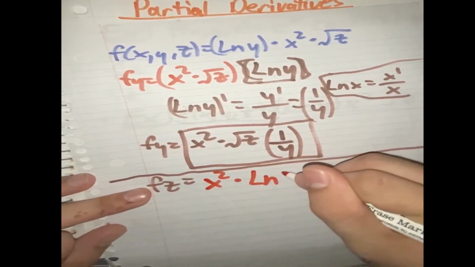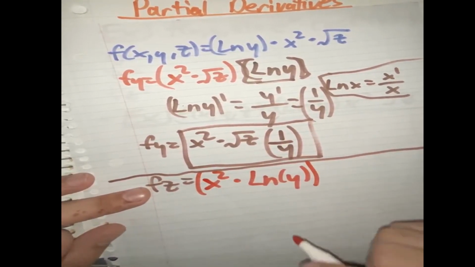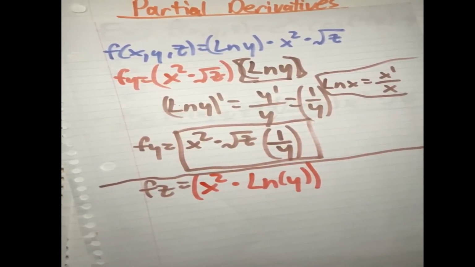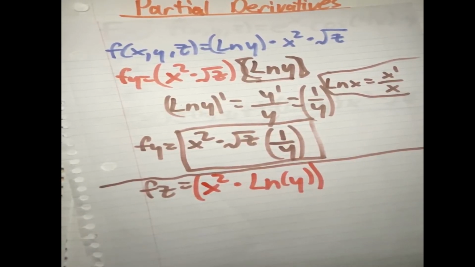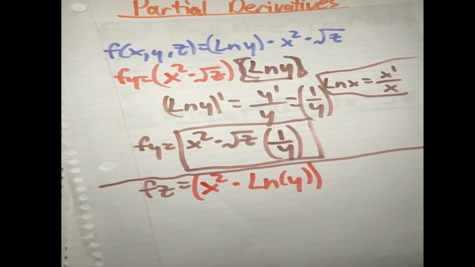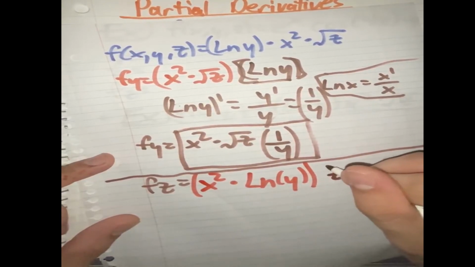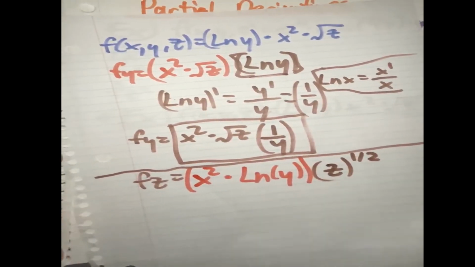And I know I feel like a broken record that I keep repeating this, but trust me, it helps you when you have bigger problems to remind yourself that whatever you're not taking the derivative with respect to that's being multiplied, treat that as a constant. So we're solely taking the derivative of z inside a square root, which I will call z to the 1/2 to make it easier for me to take the derivative.